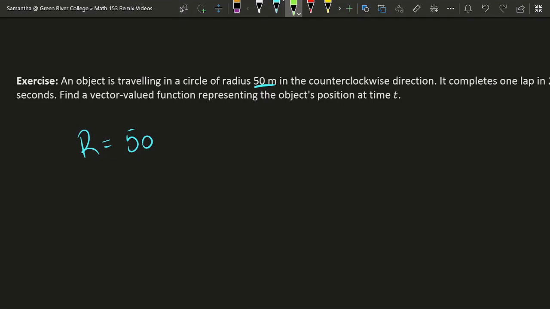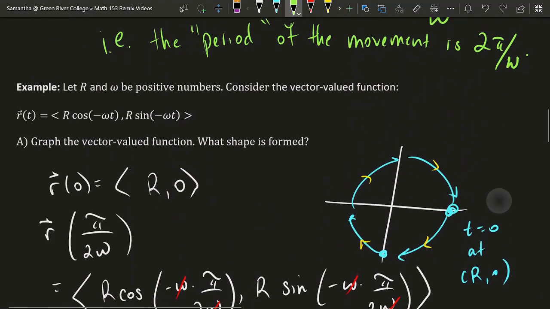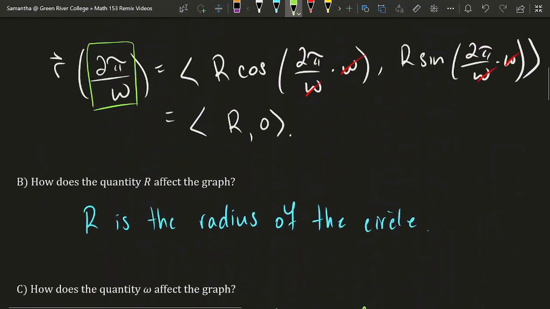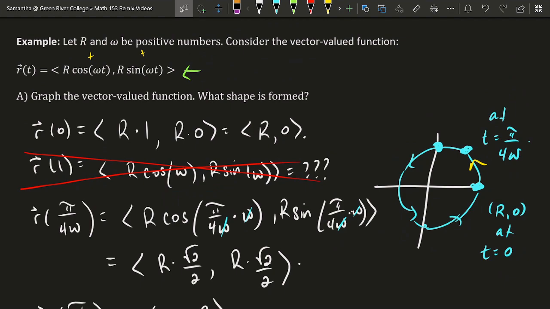We want to move in the counterclockwise direction. So I know, based on our previous experiments, that if I want to move counterclockwise as opposed to clockwise, then my sine and cosine are going to have a positive number on the inside, omega times t.